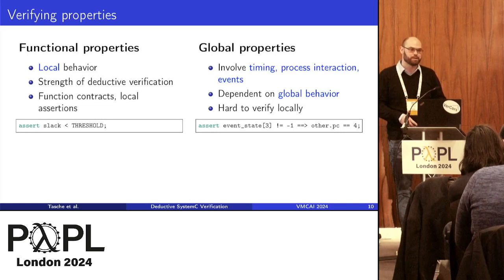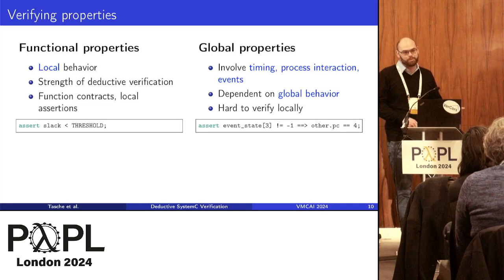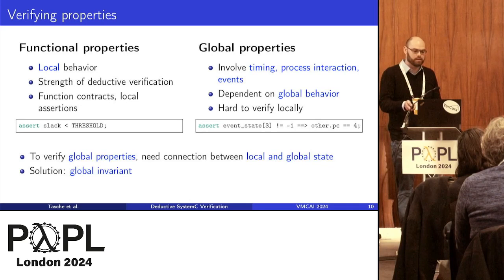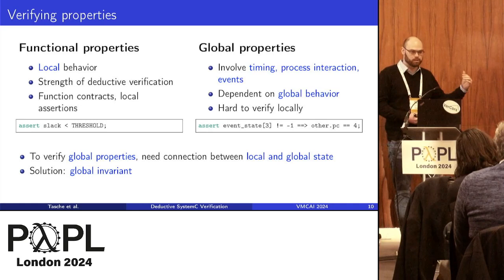However, many properties in embedded systems that we're interested in, especially timing properties, for instance, are of such a global nature, and so we need to figure something out in this regard. So what we need to do is to give the prover on the local level information about the global state so that we can reason about it.